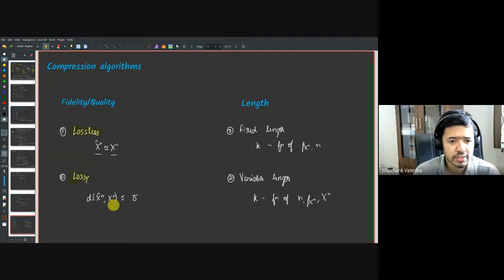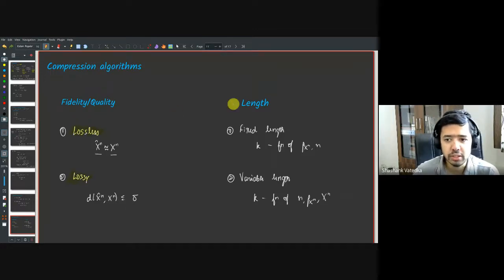So typical examples of lossless compression algorithms are text compression, database compression, and so on, wherein you want the output of the decompressed file to be equal to the input. Whereas typical examples of lossy compression are image and video compression. Although you have to be a little careful when you say that, because there are also lossless image and video compression algorithms. So that was in terms of the quality of representation of the output in terms of the input.